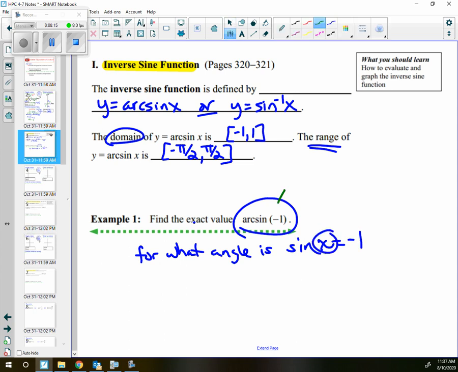Because remember, you're being given the ratio. Your answer should be an angle, right? For what angle is that happening? So you're trying to figure out what that value would be. So when is sine -1?